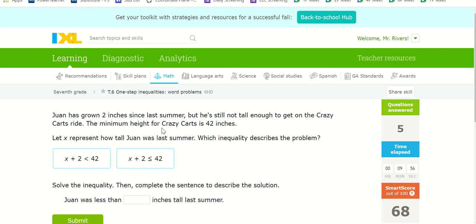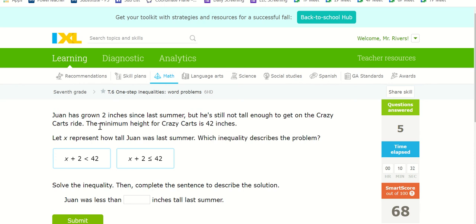Juan has grown 2 inches since last summer, but he's still not tall enough to get on the Crazy Carts ride. The minimum height for the Crazy Carts is 42 inches. Let X represent how tall Juan was last summer. Which inequality describes the problem? Okay, so he's grown 2 inches since last summer. He's still not tall enough to get on the Crazy Carts. The minimum height is 42. So we know he's not 42 inches, right? Because otherwise he could get on the Crazy Carts. So he's got to be shorter than 42.